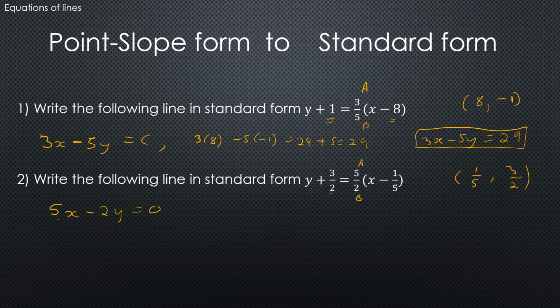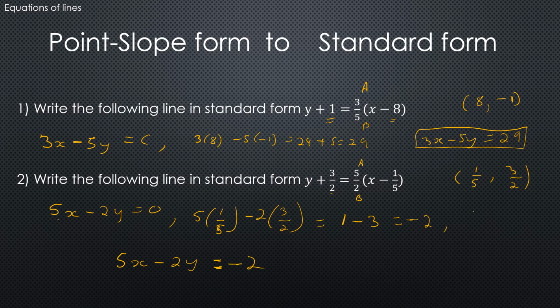Now let's replace everything by the values. So it's 5 times 1/5 minus 2 times 3/2. You're going to see what this equals. Well, 5 times 1/5, that's just 1, minus 2 times 3/2, the 2s cancel, leaving me with 3, so 1 minus 3 is -2. So we got c. Therefore my answer in standard form is 5x minus 2y equals -2. Let me write the answer here because I do have another example.